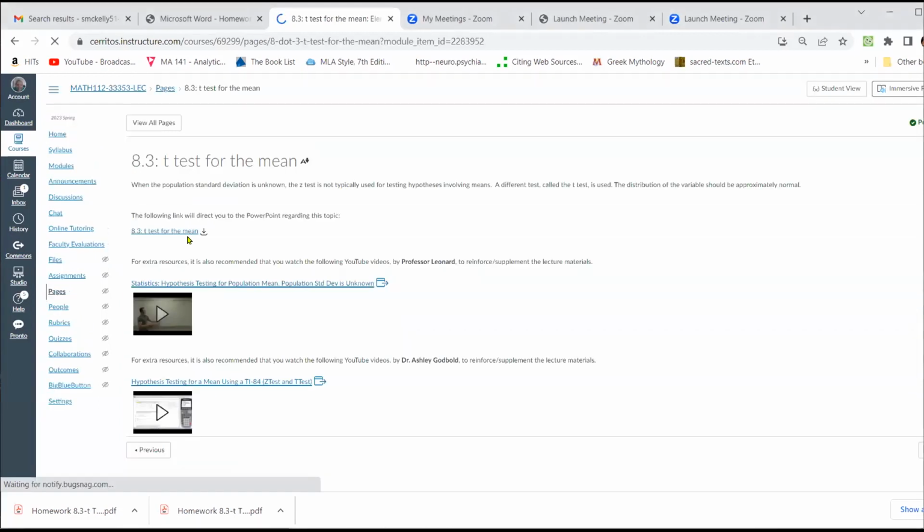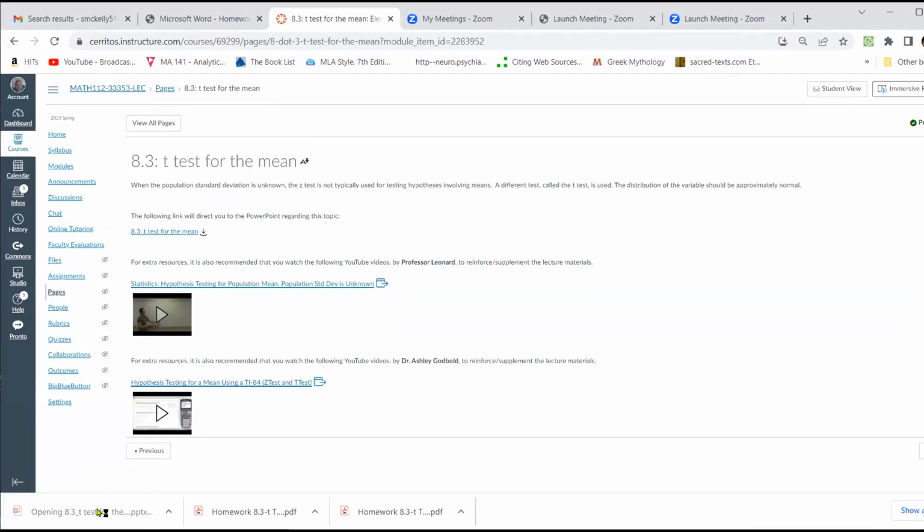And if you look at the PowerPoints for this lesson, one moment, please, while it downloads. There it is. And I'm going to have to reshare the screen, I believe. New share. Yep. 8.3 t-test for the mean right here.